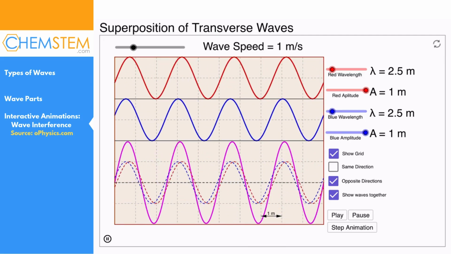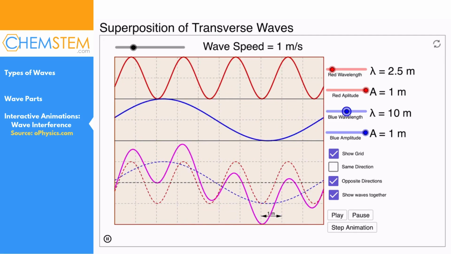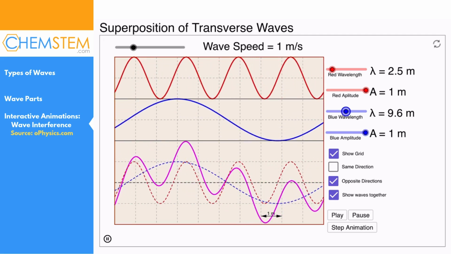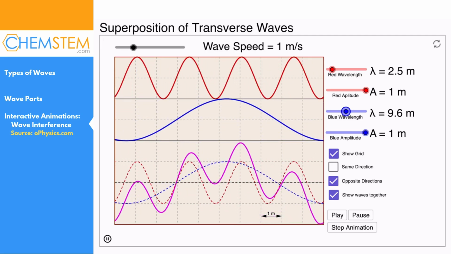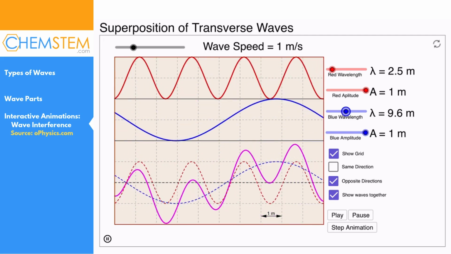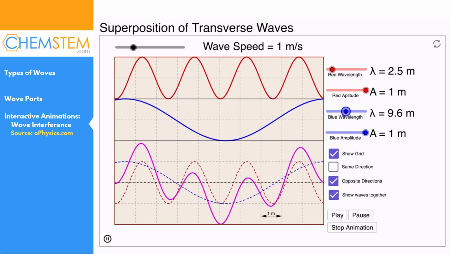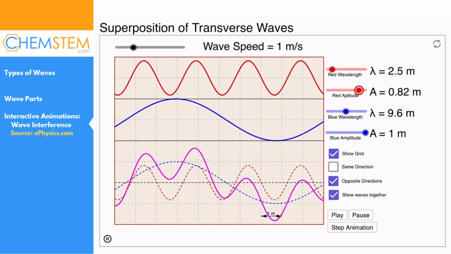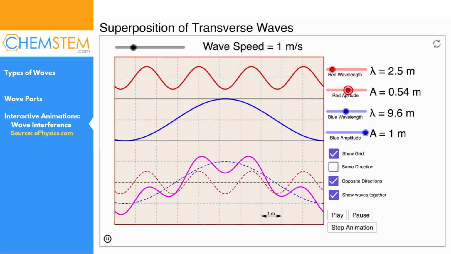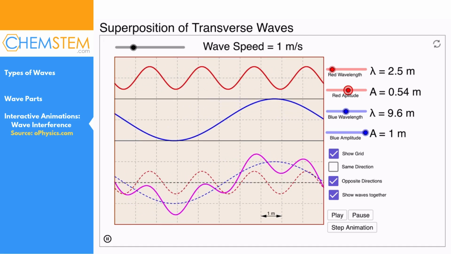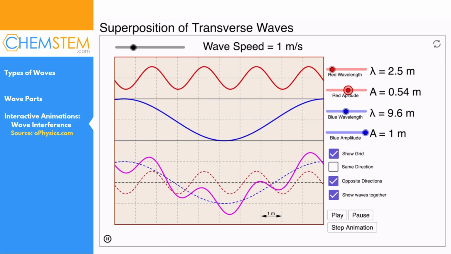So what happens when the wavelength or the amplitude are different? That's when you get some interesting wave patterns due to the constructive and destructive interference. So if we change the wavelength of the blue wave and we keep the red wavelength the same, you get this interesting combination and these beautiful patterns. If we were to change the amplitude of the red wave, for example, it changes the pattern even more. So go ahead and play around with this. It's on ophysics.com and it's free.